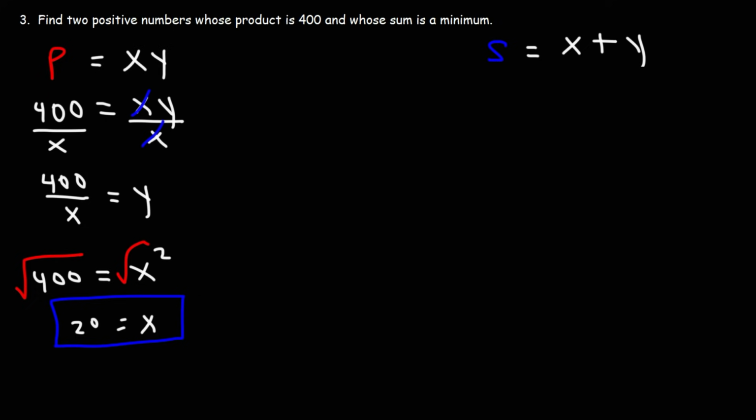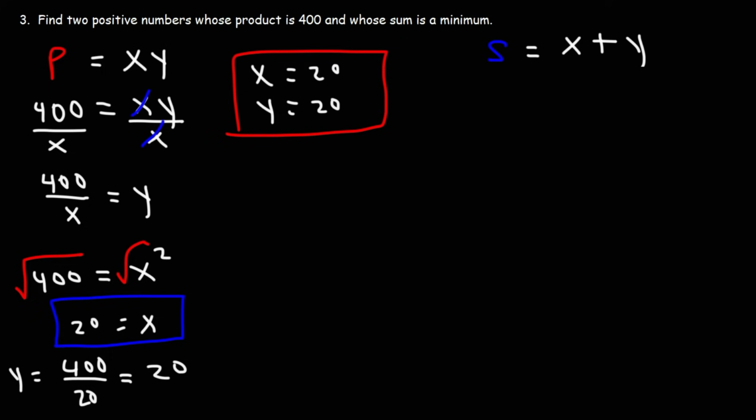Now let's calculate the value of y. So let's plug it into this equation. 400 divided by 20 is going to be 20. You can cancel a 0. It becomes 40 over 2, which is 20. So we have the two numbers at this point. X is 20 and y is 20.